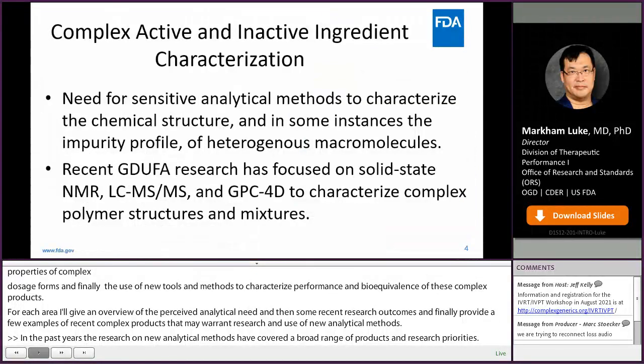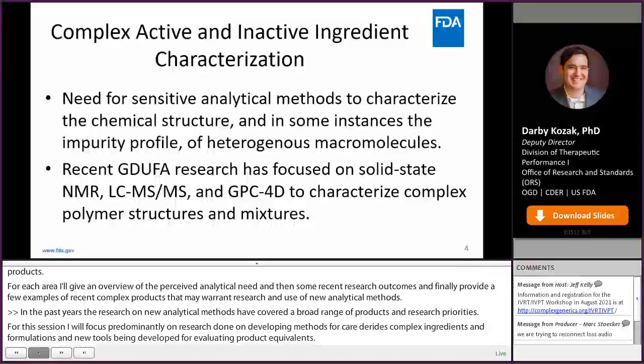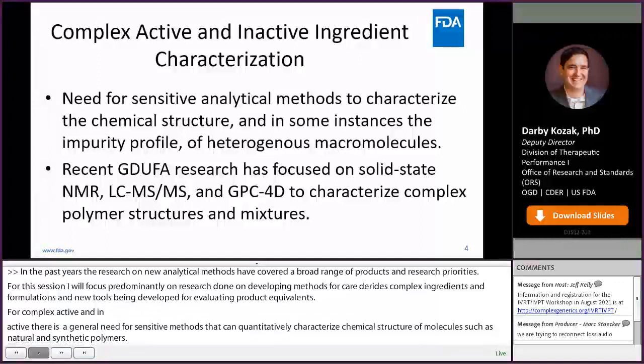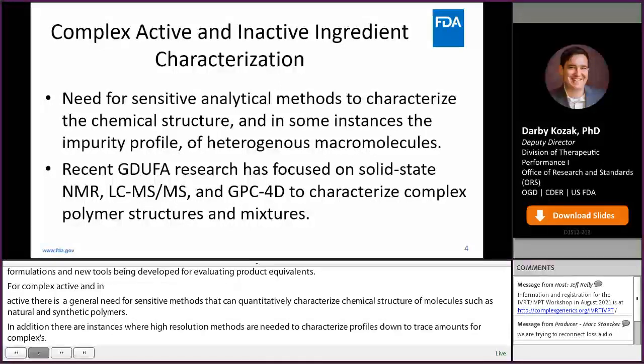For complex active and inactive ingredient characterization, there's a general need for sensitive analytical methods that can quantitatively characterize the chemical structure of heterogeneous macromolecules, such as natural and synthetic polymers. In addition, there are also instances where high-resolution methods may be needed to characterize the impurity profile down to trace amounts for complex actives. Some recent GDUFA research is focused on using solid-state NMR, LC-MS, and GPC with 4 detectors to characterize these complex ingredients.